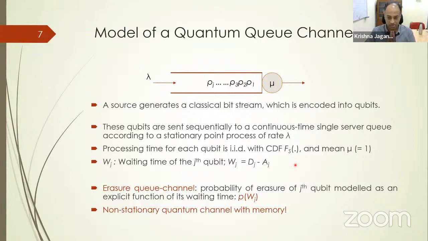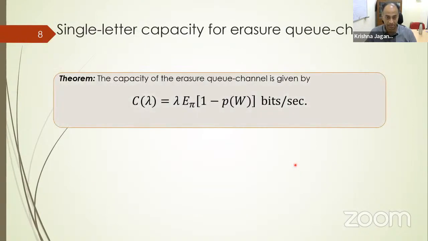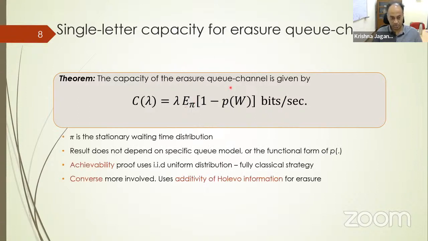Okay, so I'll go straight to the result. We have a capacity result for this non-stationary quantum channel, this quantum erasure channel, the erasure Q channel. It's a single letter capacity. Theorem: the capacity of the erasure Q channel is given by lambda times the expectation of 1 minus P of W bits per second. The answer is very nice and intuitive. After all, 1 minus P is the capacity of an erasure channel per channel use, and P itself is a P of W. This expectation is over the stationary distribution, where pi here is the stationary distribution of waiting time W in the Q. So the expected 1 minus P of W is the capacity per channel use, and since you are making lambda channel uses per second, you get lambda times the expectation of 1 minus P of W as the capacity of this Q channel.